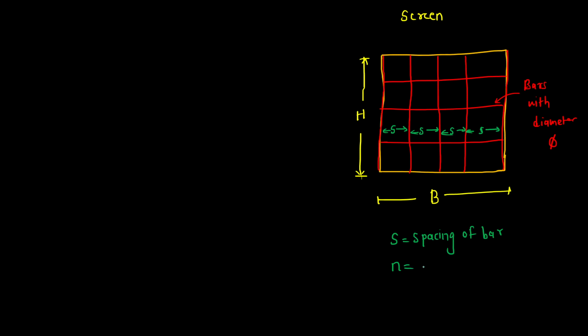Let's denote n as number of openings. So if n is the number of openings, phi is the diameter and s is the spacing, then if we want to calculate the total width, that is the b value, it will be equal to n multiplied by s, where n means number of openings. How many openings are present? 1, 2, 3 and 4. So 4 times the s value, n into s, plus n plus 1 times the diameter value.